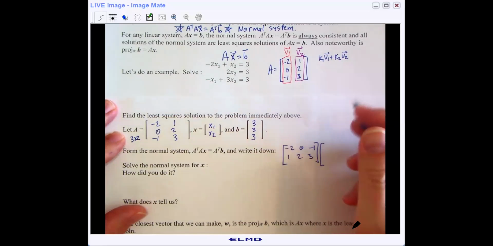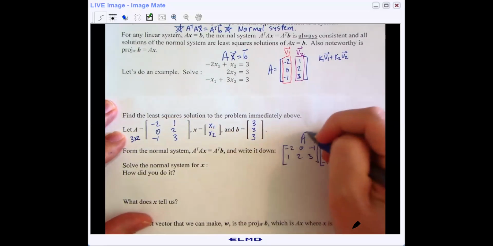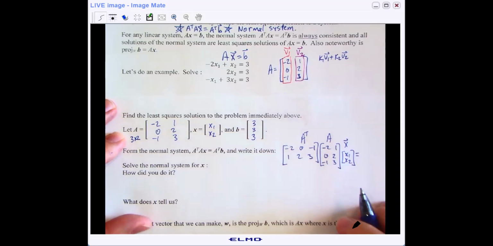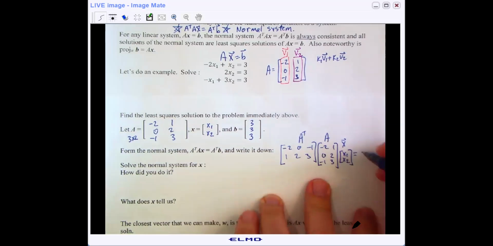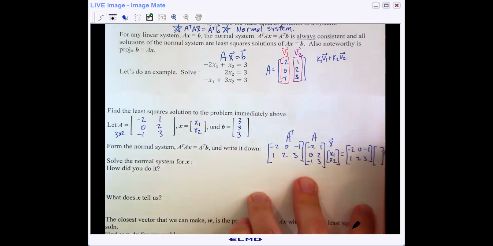times the A matrix. And we need to multiply that by the X vector. So here's A transpose A X vector equals, and in our normal system, we'll do an A transpose again, times the B vector. Oops, let me slide that over here. And the B vector was 3, 3, 3.